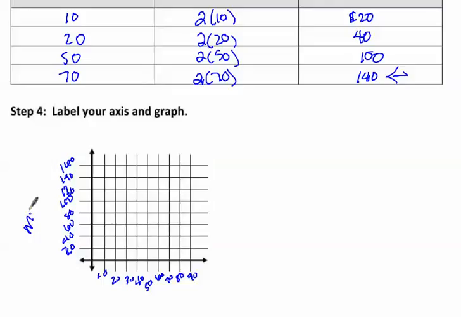So remember, your y values are your money made. X values are the items sold. And this is for the bake sale. You need to make sure you label your axes. So when 10 items are sold, you make $20. When 20 items are sold, you make $40. When 50 items are sold, you make $100. When 70 items are sold, you make $140. You can see this is increasing.